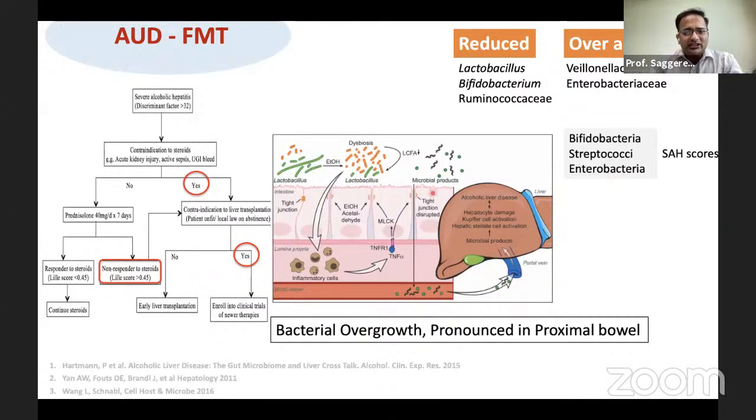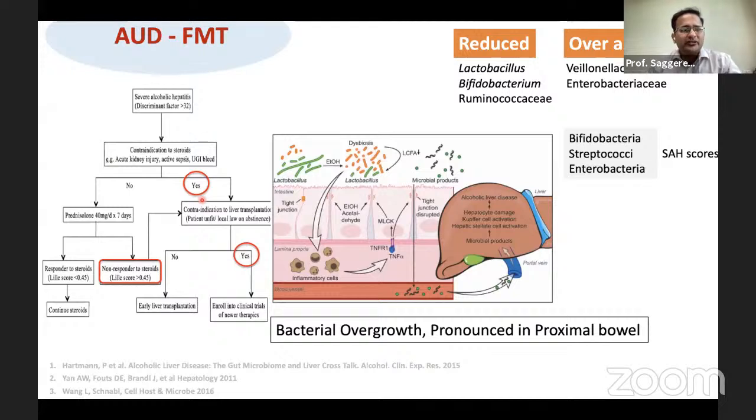And this is a pictorial representation of the same. There is a disruption of the tight junctions. There is dysbiosis with lower lactobacilli, leaky gut, local inflammatory cell activation, and liver inflammation. It has also been shown in both mice and human studies that the bacterial overgrowth of dysbiosis in liver diseases, especially the alcohol ones, is more pronounced in the proximal bowel. And as I said, alcoholic hepatitis is the most severe form of alcoholic liver disease.